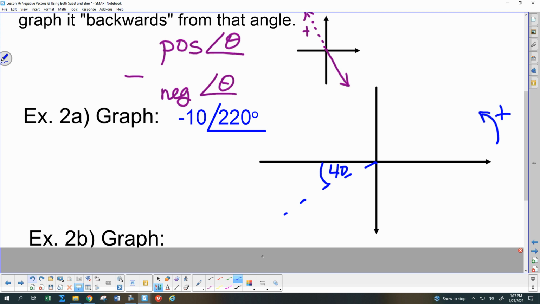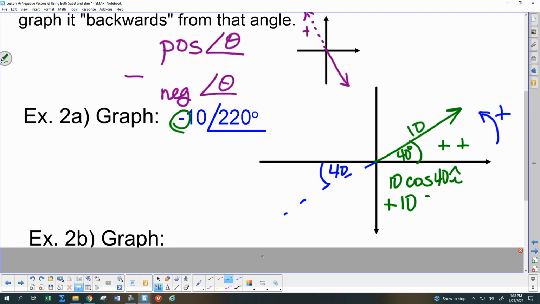And it would have been 10 long, but because of that negative, when I graph this, I'm really going to draw it this way for 10 units long. And how big would this angle have been, and how do we know that? Melissa? Perfect. It would also be 40 because of vertical angles. So then if I use this in a vector addition problem, it would be a plus plus. So I'd have the plus 10 cosine 40 for the i hat, and I'd have the plus 10 sine 40 for the j hat.